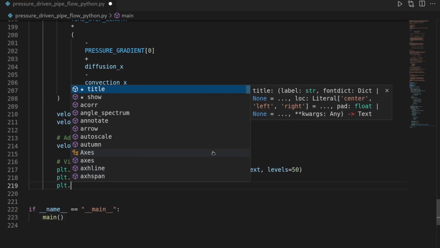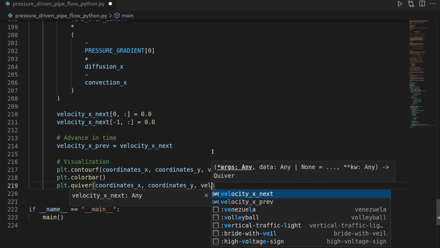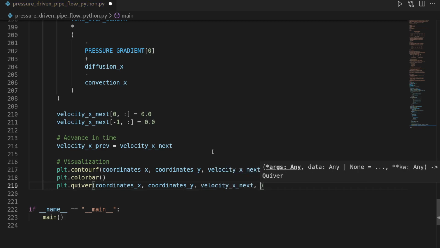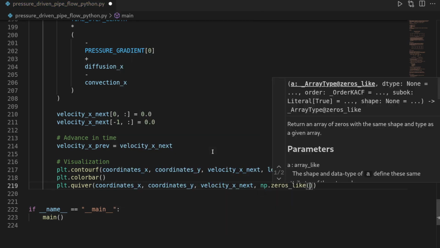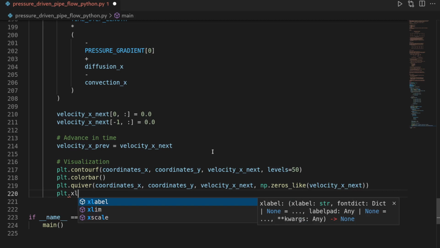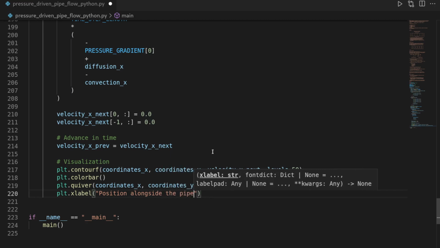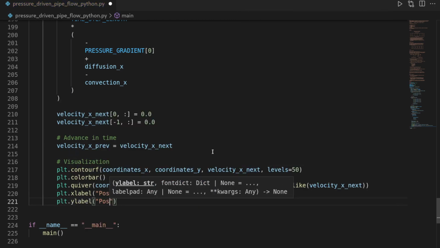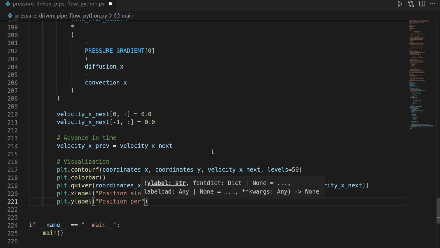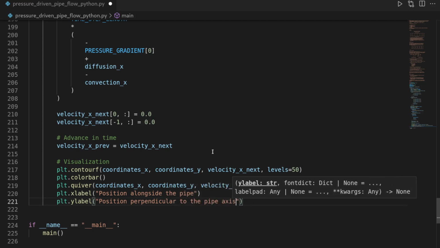And on top of that, I want to use a vector plot. So I will do quiver with coordinates in x, coordinates in y, and then we need u and v component of our velocity. So we have velocity x next. And since we know that the y velocity component will always be 0, I can just do numpy.zeros like velocity x next. And then let's add some labels. So I'll do plt.xlabel and say that is the position alongside the pipe, and plt.ylabel, which is the position perpendicular to the pipe, maybe pipe axis to make it more precise.